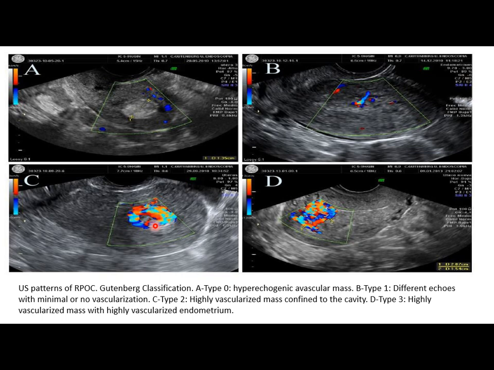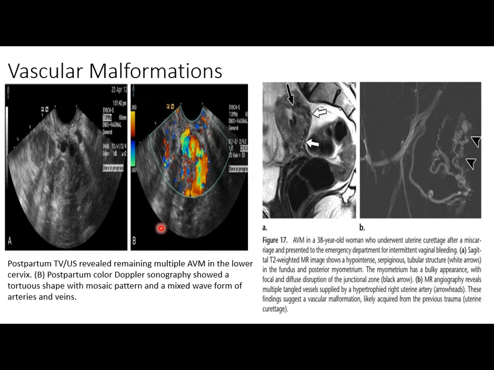AV malformation is inside the myometrium, not inside the cavity. AV malformation is mainly in the myometrium, while the retained products are mainly in the endometrium. Vascular malformation on ultrasound appears as multiple cystic areas with high vascularity, appearing as an ill-defined mass with multiple cystic, dilated, and tortuous areas that are highly vascular.